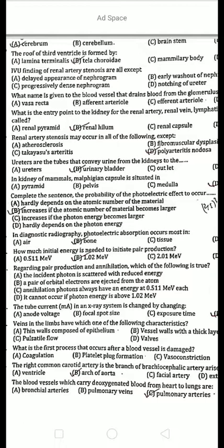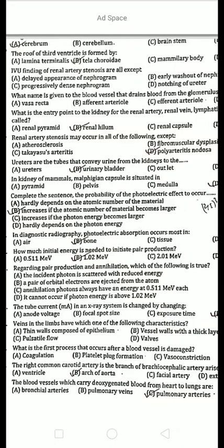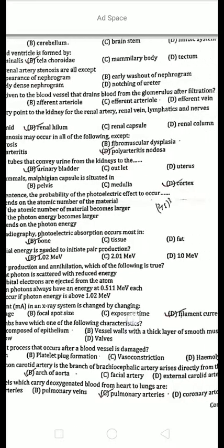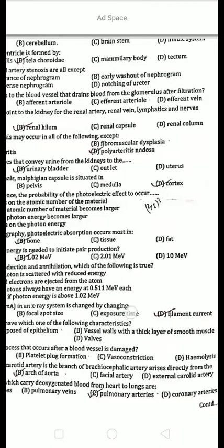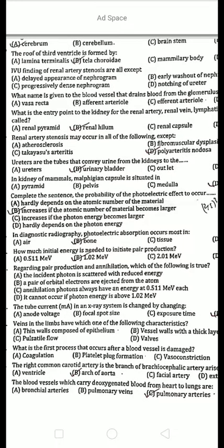What is the first process occurring after a blood vessel is damaged? Coagulation, platelet plug formation, vasoconstriction, and hemolysis. Suppose a blood vessel is damaged, then the first process is vasoconstriction, because when the blood vessel is first damaged, blood goes outside the body. So the correct answer is D.